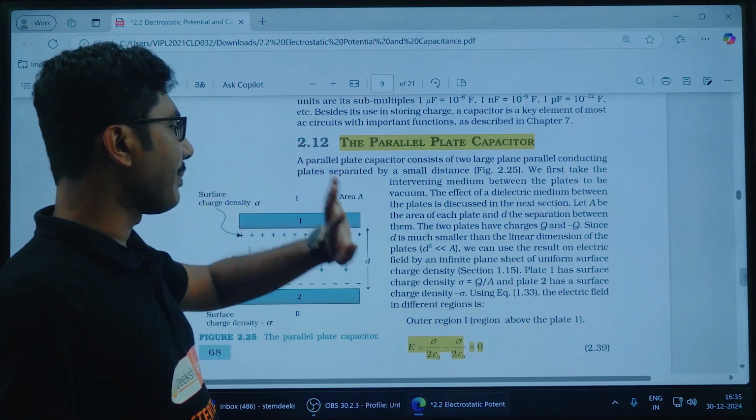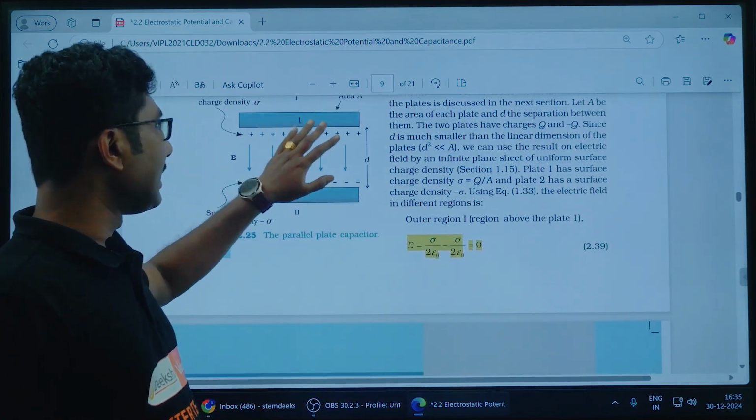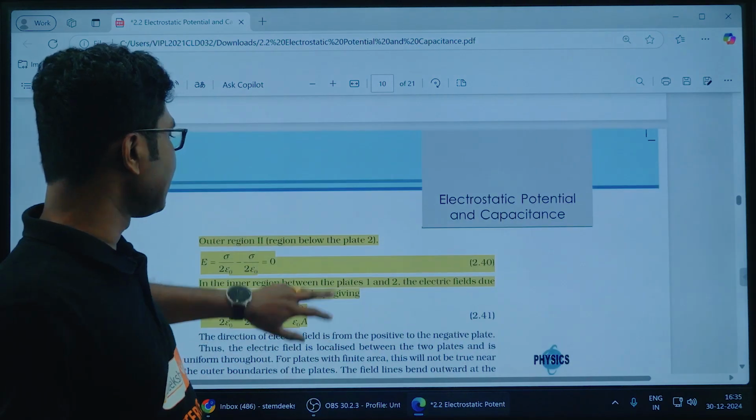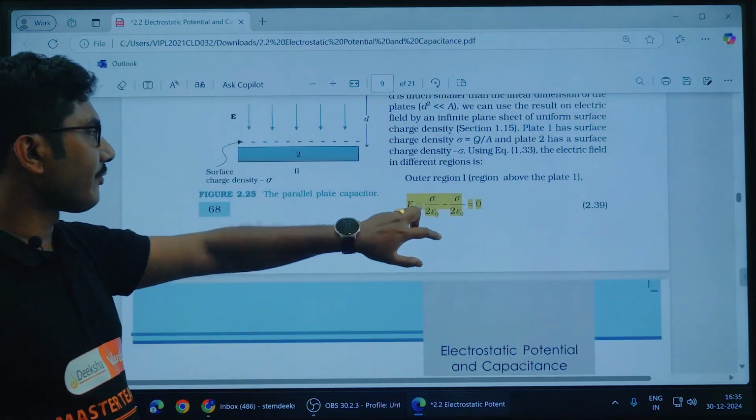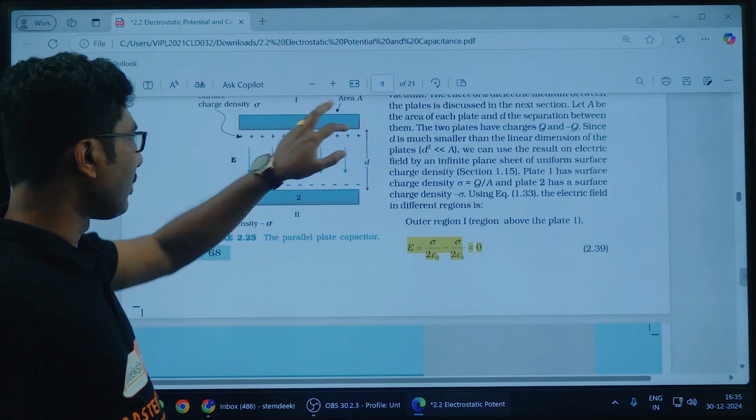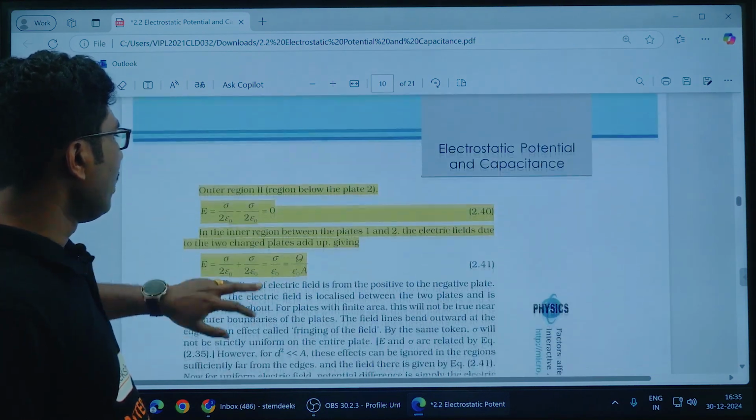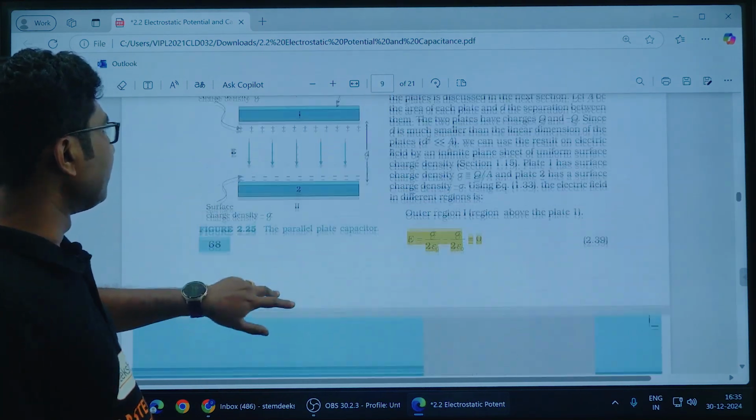The parallel plate capacitor: the derivation of the parallel plate capacitor capacitance is very important. So, if you start from here, outer region 1 is 0, outer region 2 is 0, inner region 3.